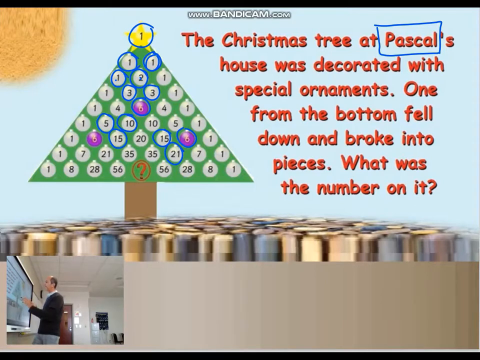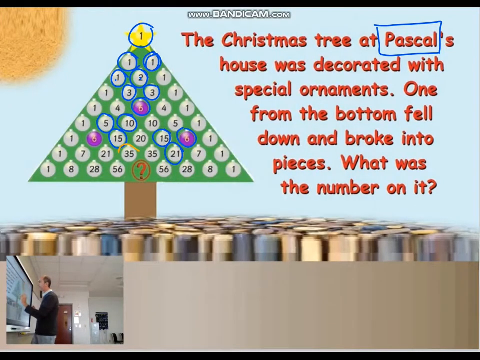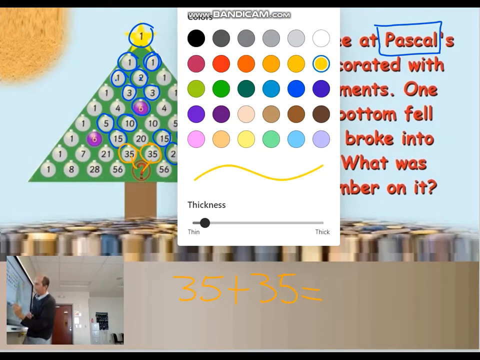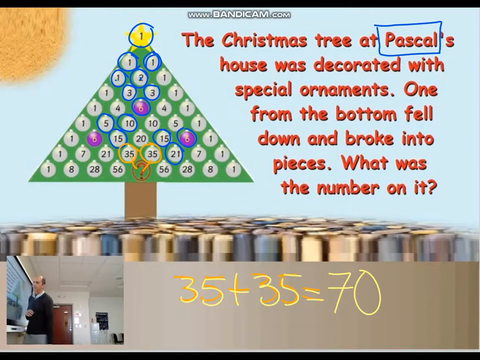To find the number that's missing, we will add 35 with 35, and then we're going to find the missing number. 35 plus 35 equals 70. The number that's missing is going to be 70. This is the answer to our math puzzle.